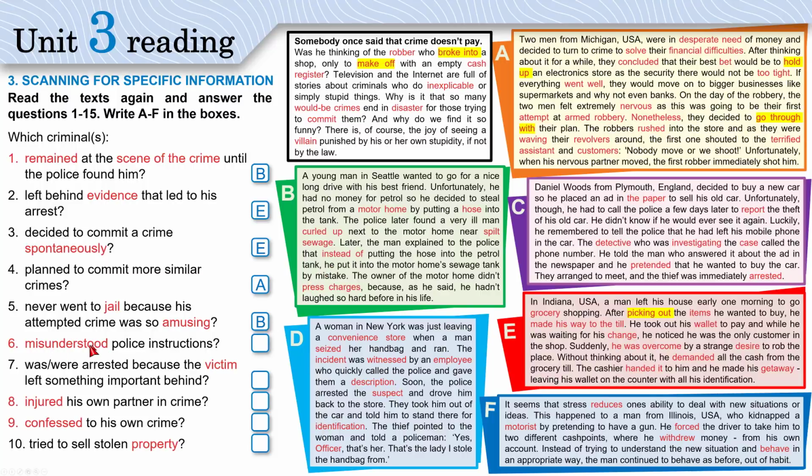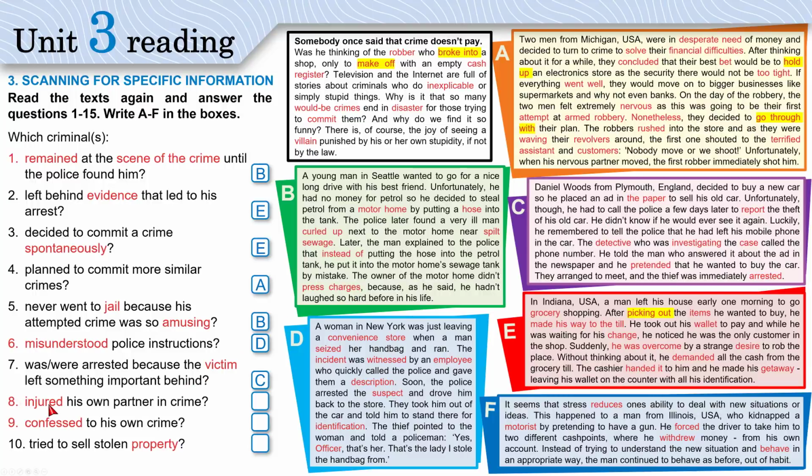Who misunderstood, failed to understand police instructions? That's D. When the police asked them to stand for identification, he said that he stole money from that woman. Who was arrested because the victim, the one whose money was stolen or who was kidnapped or who was killed, left something important behind? That's C. He left his mobile phone in the car.